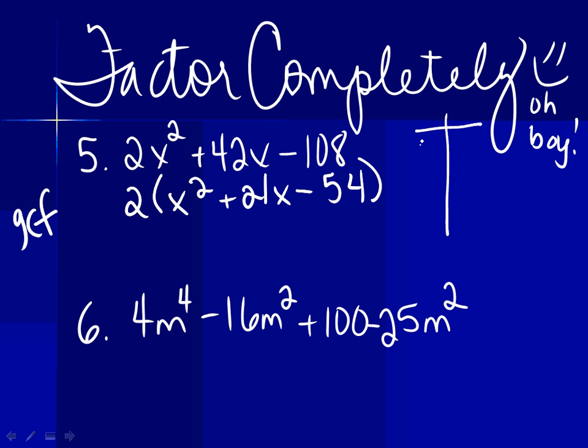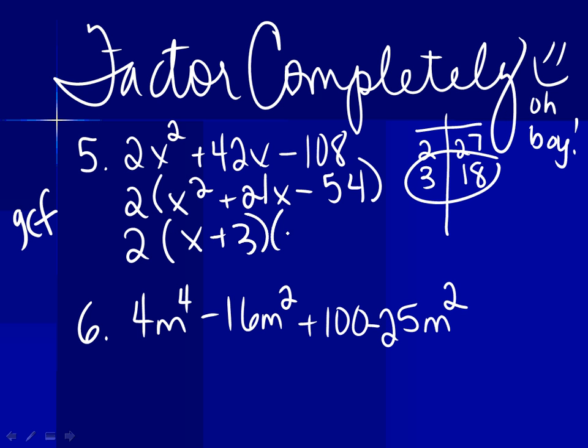That would be 2 times 27, but that doesn't give me 21. 3 times 18, and guess what? That does give me 21. I'm going to bring down the 2, and then I'm going to fill in x plus 3 and x plus 18. That is my final answer.